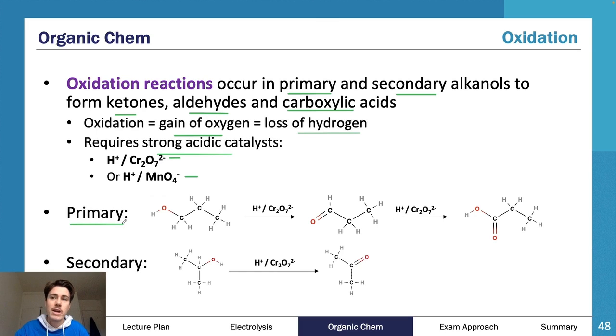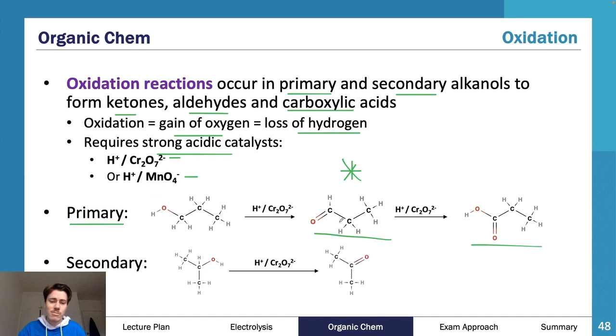Given you have these oxidants, this is what happens. If I've got a primary alcohol, I go from an alcohol to an aldehyde and pretty much instantaneously go to a carboxylic acid. This step sometimes is just skipped. VCE will sometimes just skip this step. So be aware that sometimes you will go from this to this. It'll be very obvious when they are skipping a step.